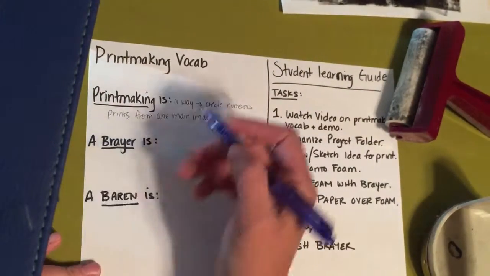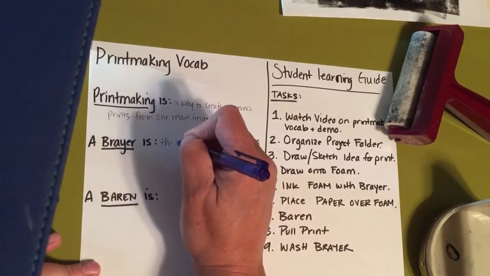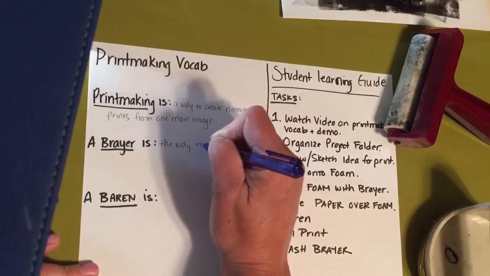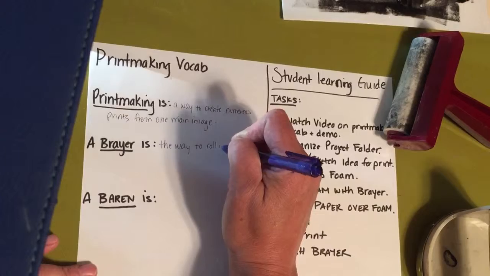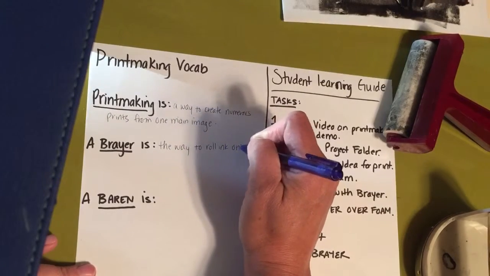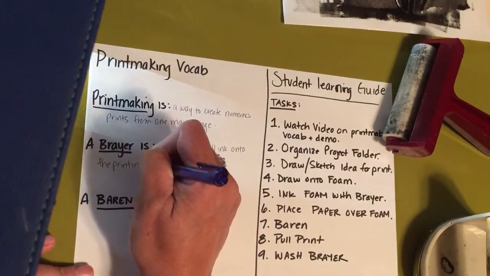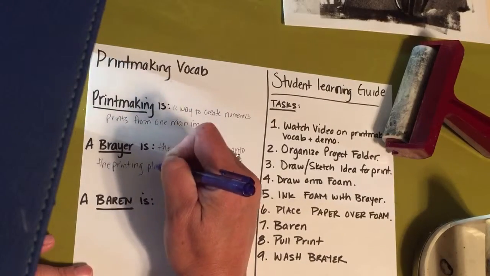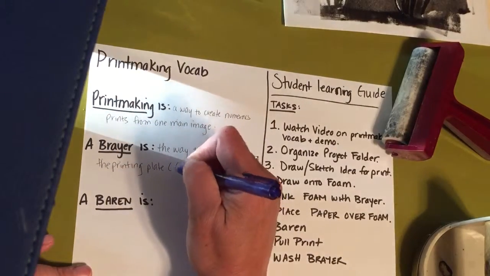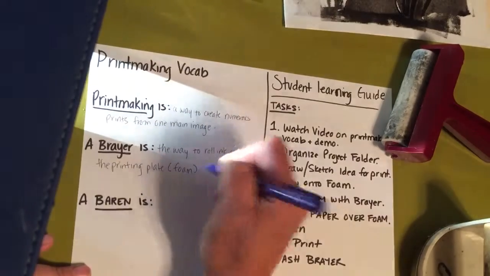So the brayer is the way to roll ink onto the printing plate. And again, in this instance, the printing plate is foam. I'll put foam in parentheses.